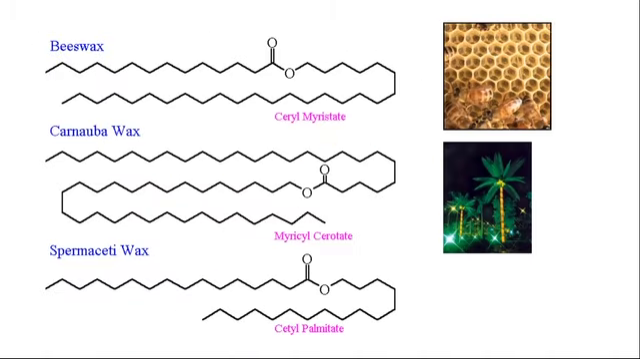The waxes that are allowed in the food industry are used as coating material for fruits and vegetables to prevent transpiration and to keep them fresh for longer. 3 different waxes are allowed: beeswax, which is ceryl myristate, carnauba wax, which is myricyl cerotate, and the spermaceti wax, which is cetyl palmitate. So these 3 waxes are allowed in the food industry.